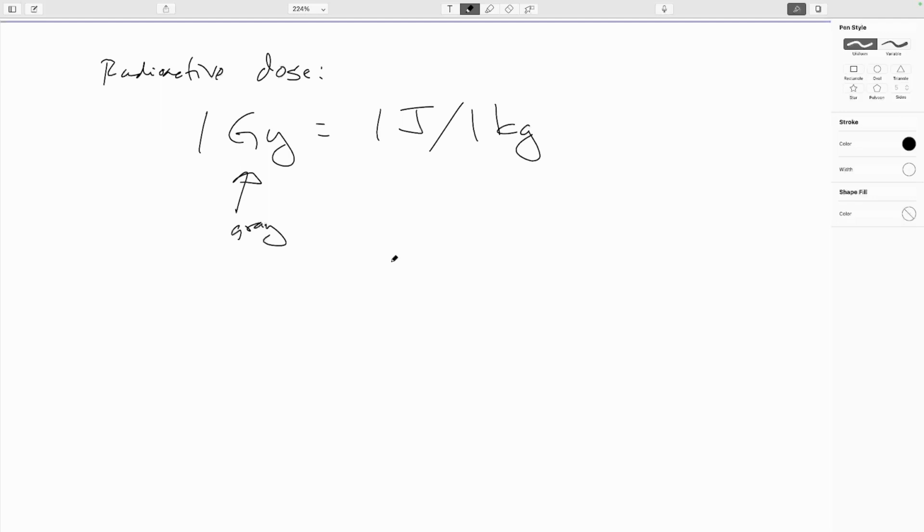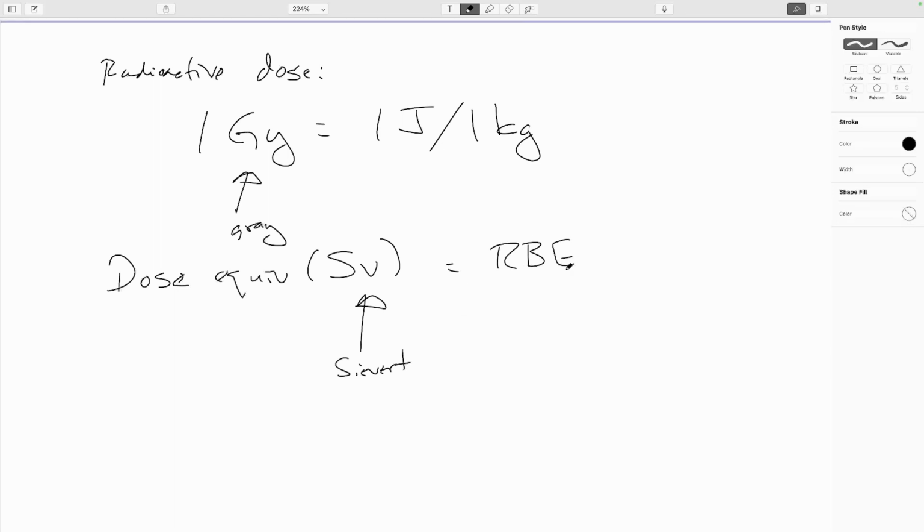If you're trying to characterize the damage being done, there's what's called the dose equivalent. The unit for that is the sievert, and it's the radiological biological effectiveness factor (RBE), yeah, that's a mouthful, times the dose, which should be in gray. So this is characterizing how much damage you could do to the tissue, and this is a number you can find in tables.